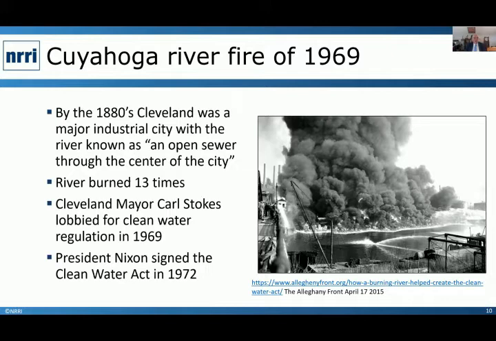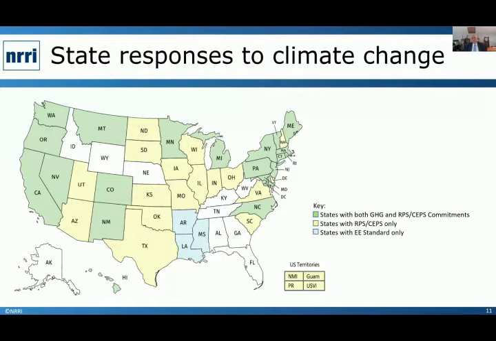Now we have other issues that are facing us in terms of the global commons. It's well understood by scientists that the emission of carbon contributes to global warming. And states have responded to climate change and to this problem.